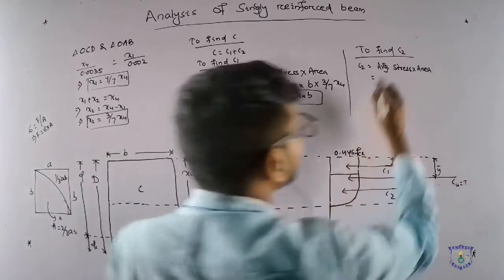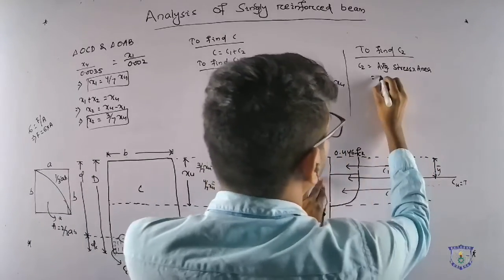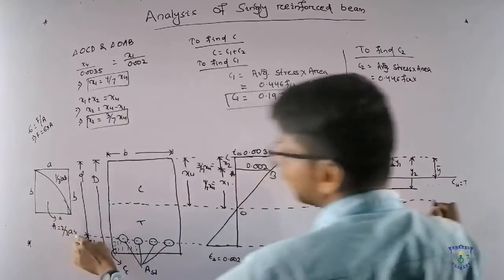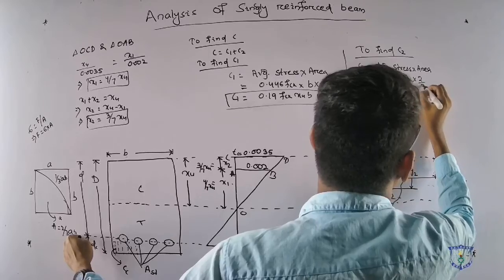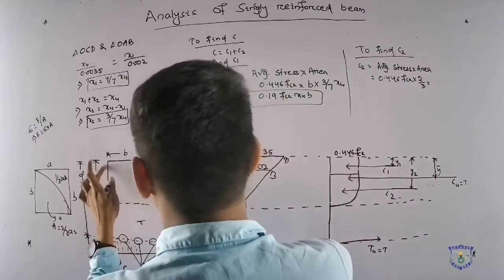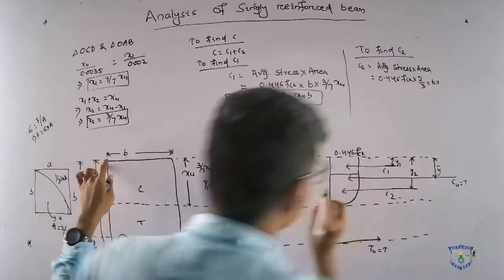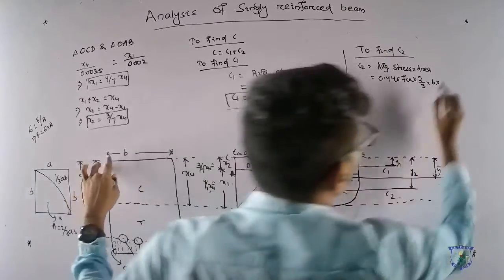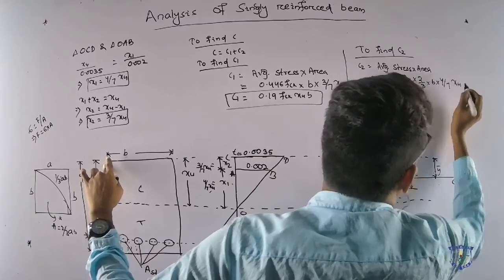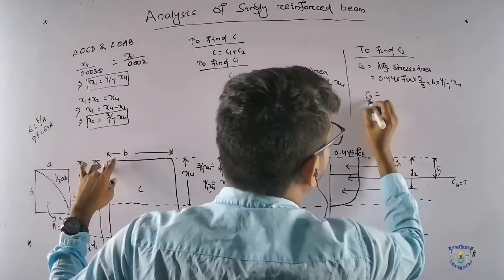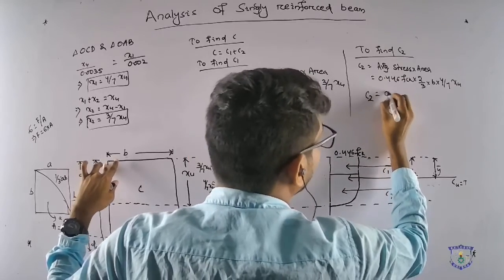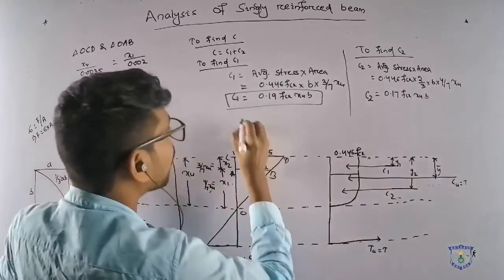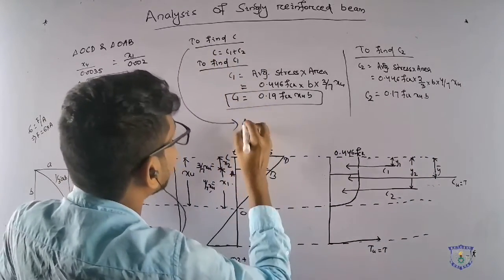So what is the area here? Average stress is 0.446, and the area is 2/3 of AB. This is B, and A is the distance X1, which is 4 by 7 of XU. Solving for C2, we get 0.17 FCK XU B.